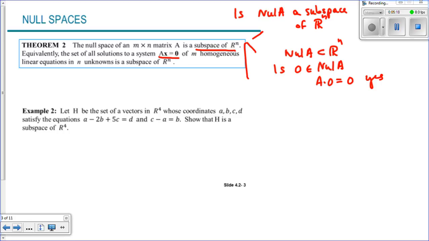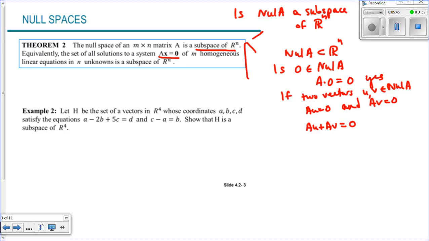The other things we have to show: if u and v are in the null space, is u plus v in the null space? Well, if u is in the null space, that means A times u is 0, and A times v is 0 if v is in the null space. So A times u plus A times v would have to be 0 as well. And A times u plus A times v is equivalent to A times (u plus v), just one of the properties of matrices. Since u plus v multiplied by A gives you 0, that means u plus v has to be in the null space as well.